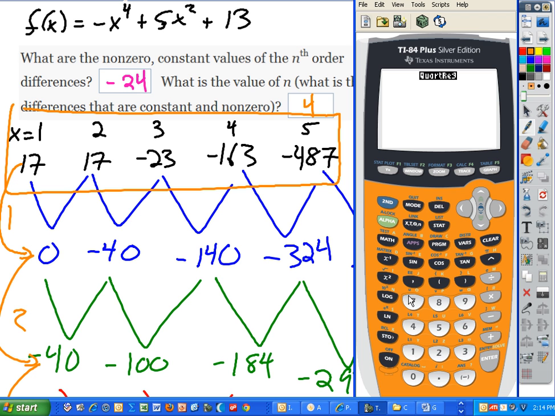Let's go ahead and while we're at it, let's store this as y1. We don't have to, but I'll go alpha F4, stored as y1. And then if I do calculate, well, that looks familiar, doesn't it? Now look what this tells us.